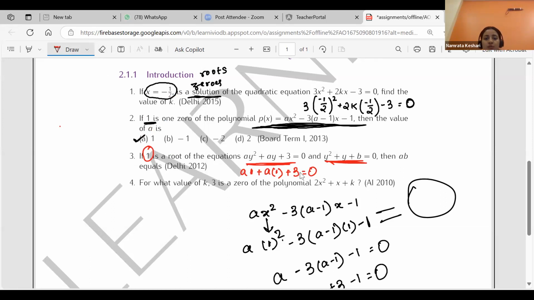We can do so. If "is equals to 0" will not be given, then what? Suppose this one is written in this format: a y square minus a y is equals to minus 3, and it says that 1 is the root. So try to understand these two scenarios.